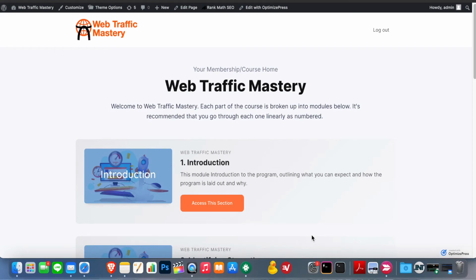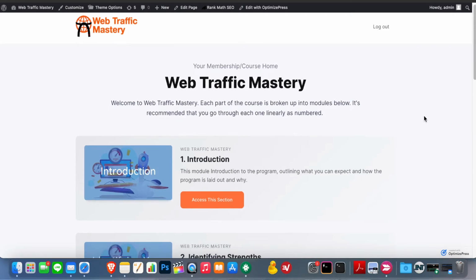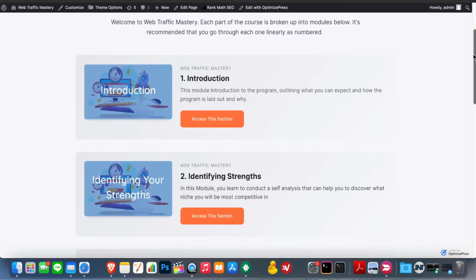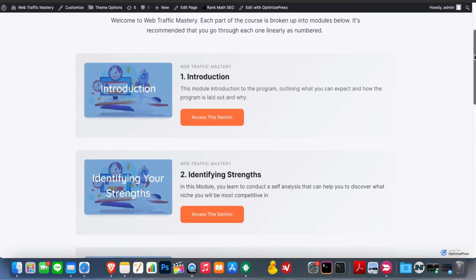Hey guys, I just thought I'd throw together this quick demo of Web Traffic Mastery so you have some idea about what you can expect inside the dashboard and what the training consists of, because there is a lot in here. So basically you have different modules that you should follow in a linear fashion.